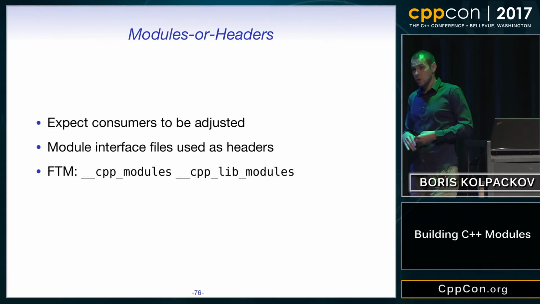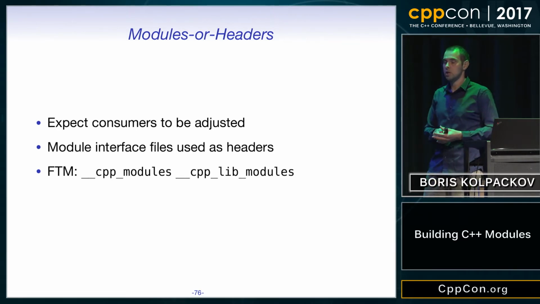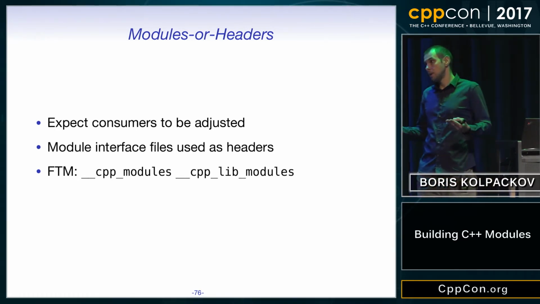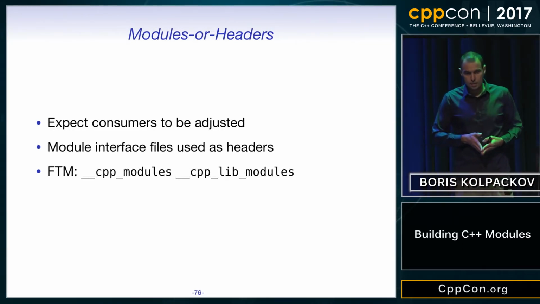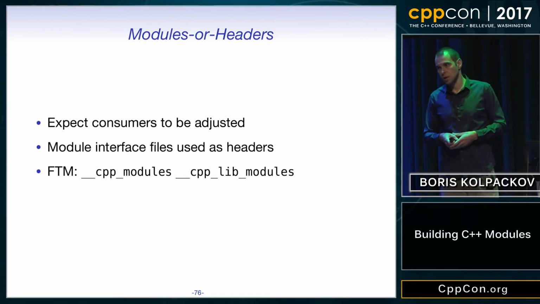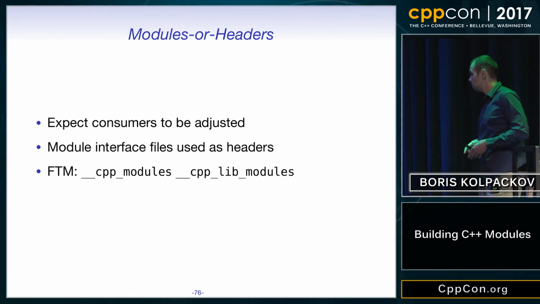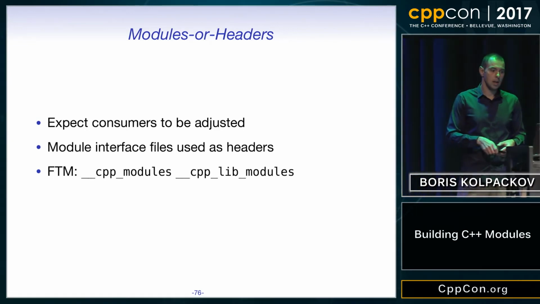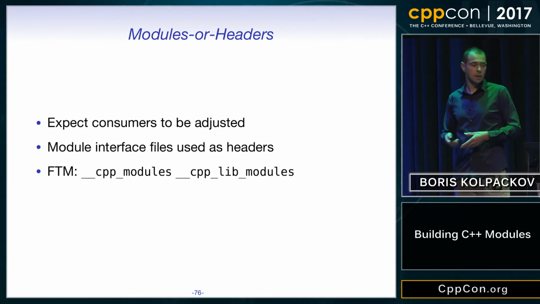Modules are headers. So here we expect the consumers to be adjusted to be kind of on the same page as us. The way we found this can be set up, I mean, there are probably thousands of ways you can arrange this and set it up, but what worked for us is to reuse the interface file as a header when modules are not available, and to decide which mode we are in, we use the feature test macros. So the CPP modules is defined if we have modules available, and CppLib modules is defined when we have also modularized library.